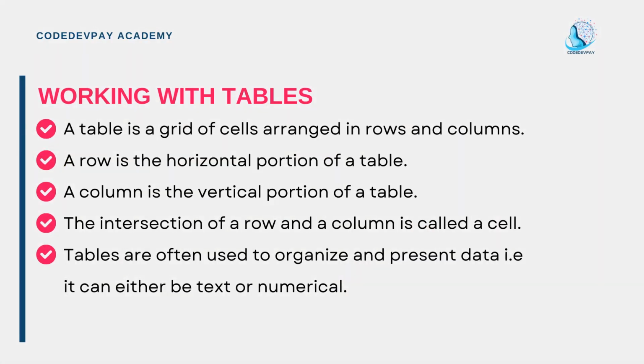Working with tables. A table is a grid of cells arranged in rows and columns. A row is the horizontal portion of a table. A column is the vertical portion of a table. The intersection of a row and a column is called a cell. Tables are often used to organize and present data, that is, it can either be text or numerical.